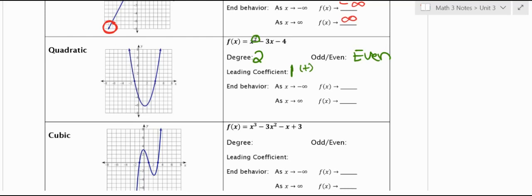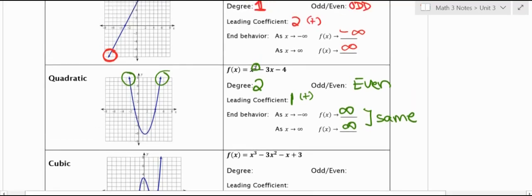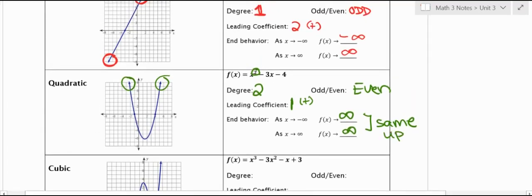For this even degree, if I look at the left tail, you can see this one's going up. When I look at the right tail, it's also going up. So we're going to see that when we have even degrees, notice that they're going in the same direction. They're either both going up or they're both going down. Whereas if it's odd, they're going in different directions. And we're going to see that with some of the other polynomials as well.